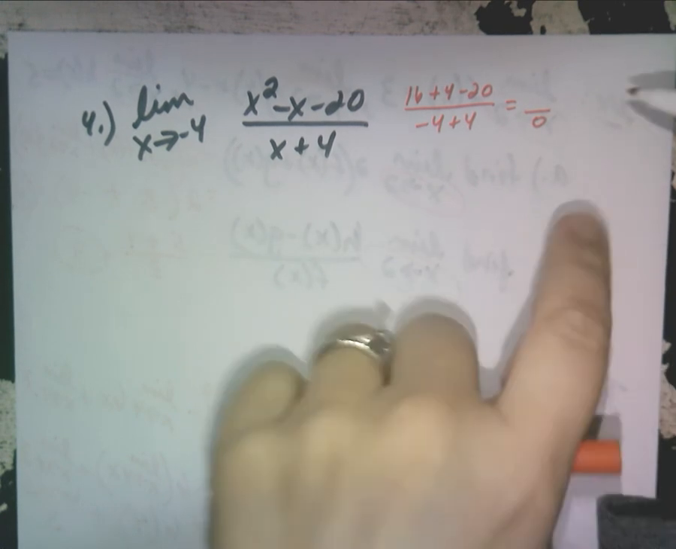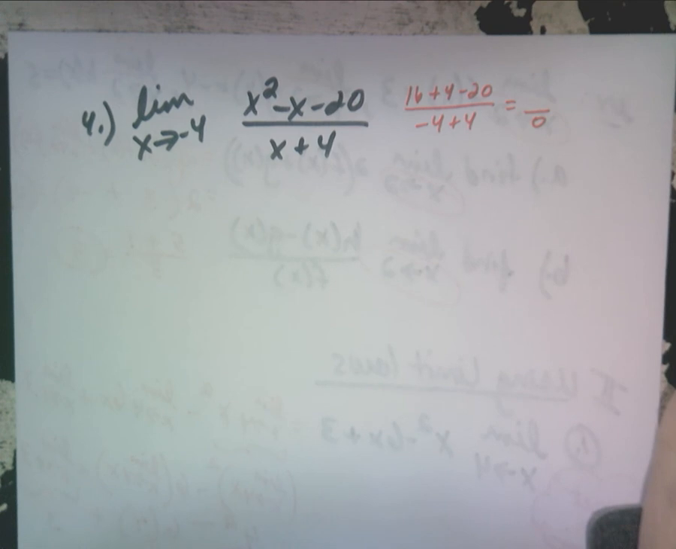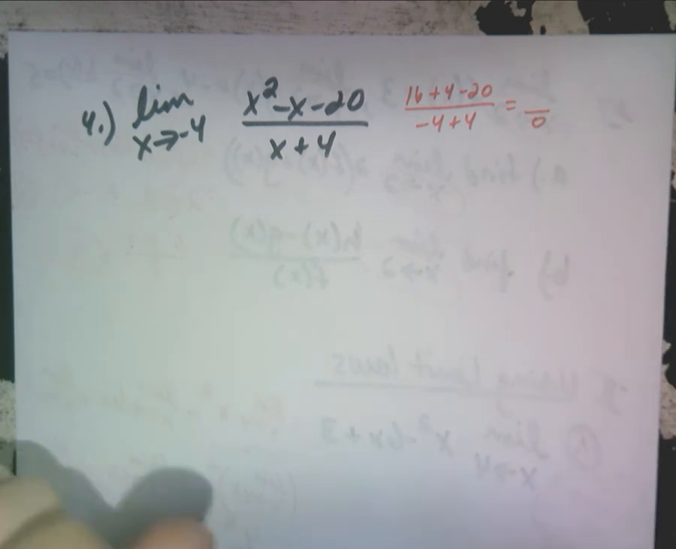Do not say, oh, DNE. That's not right. Okay? And I get that every year. People are like, oh, 0 on the bottom? DNE. No. Go to your table. You can check it there. But there's another way to do this one.